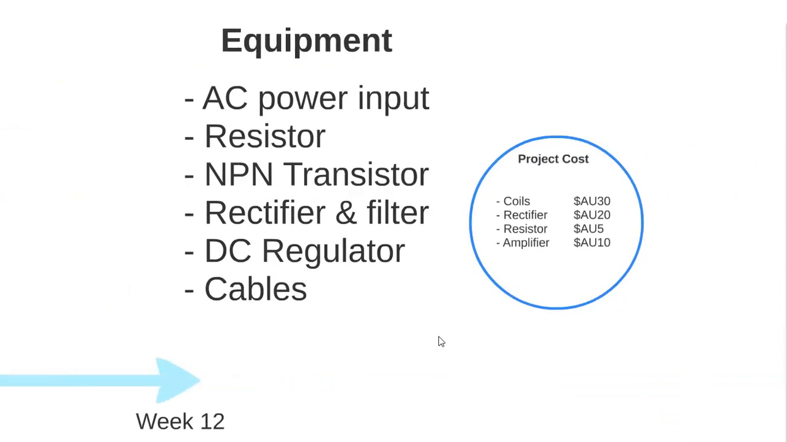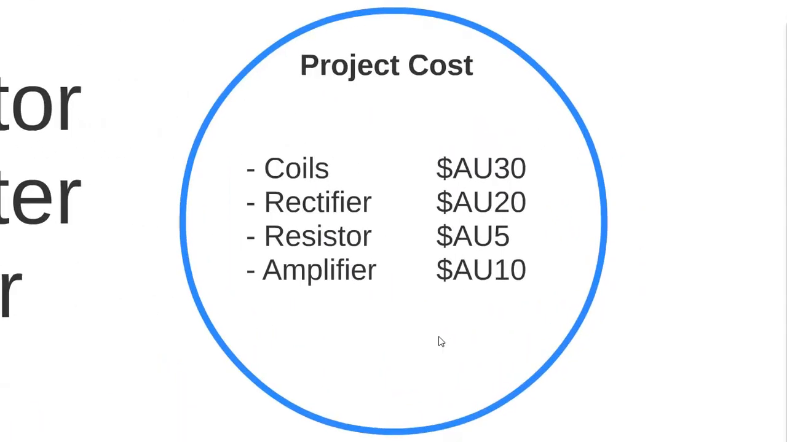Now, the equipment that we need for the lab in order to do our project is AC power input, resistor, NPN transistor, rectifier and filter, DC regulator, and cables. And from here we got our project cost, which is up to the budget. So we have the coils, rectifier, resistor, and amplifier.